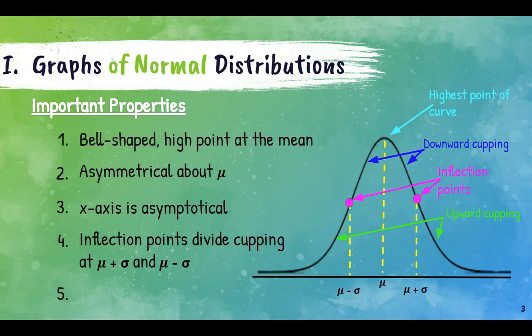above the inflection points, it's kind of curved down, like a spoon that's turned upside down. Below the inflection points, it's more like a spoon that's turned right side up. And those are upward cupping. Lastly, the area under the curve is equal to 1.